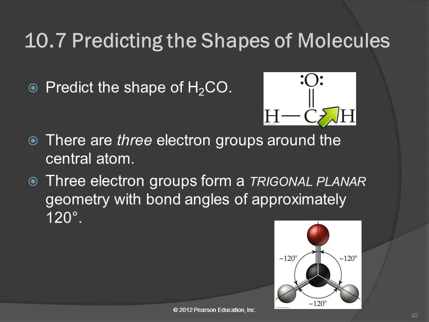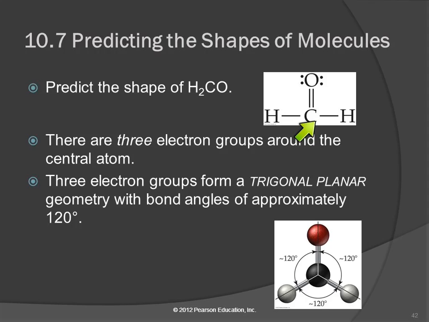I got on you on Wednesday about not having your model pictures look like you ran over them with a steamroller or something, to at least try to show them three-dimensionally. But when you're drawing Lewis structures, we're not really concerned about the shape. We're just concerned about where the electrons are and how the atoms are connected.